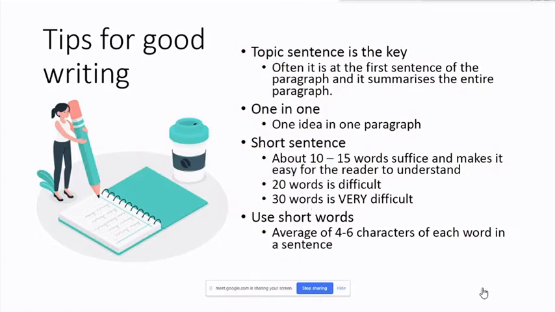Okay, which means that it requires editing, meaning that that particular long sentence can actually be broken into 2 or 3 sentences. Okay, short sentence means that 10 to 15 words is the most effective. When you have 20 words in a sentence, it shows that your sentence is difficult. When you have 30 words in a sentence, it is extremely or very difficult.